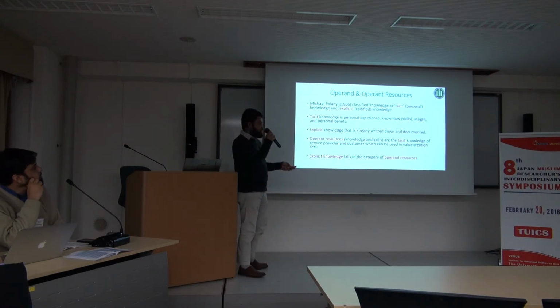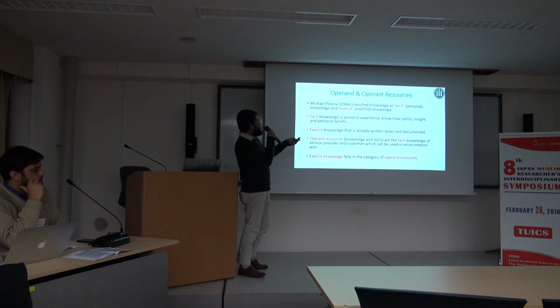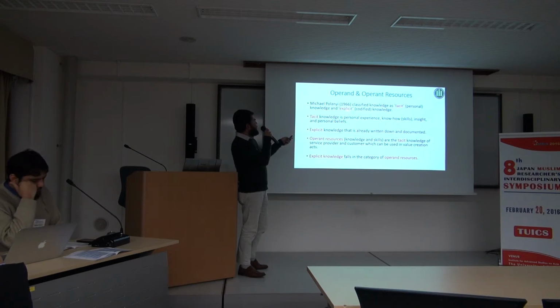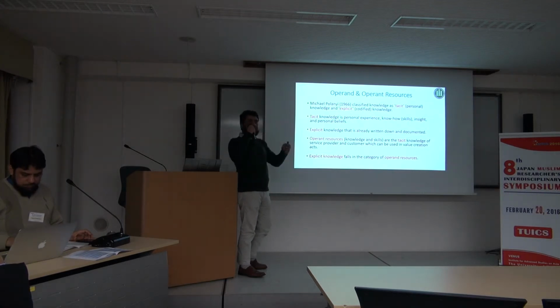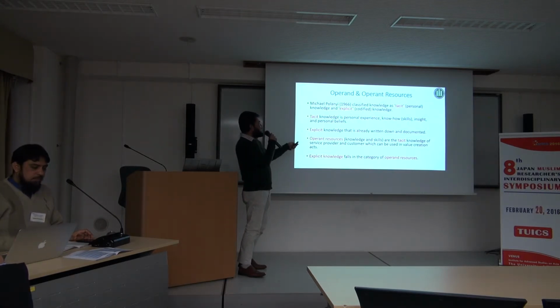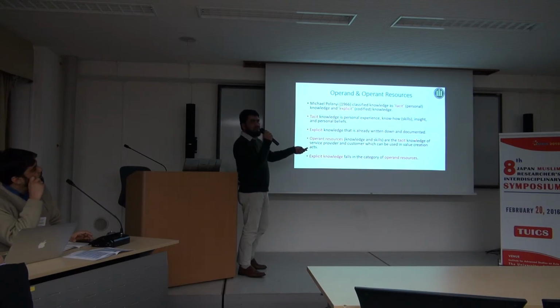What are operant resources? Knowledge is classified in two ways, tacit knowledge and explicit knowledge. Tacit knowledge is personal experience, know-how, that is skills, insights and personal beliefs, located in our head. And explicit knowledge is published knowledge. Operant resources are actually tacit knowledge, and explicit knowledge are operand resources, that are published knowledge, like this.